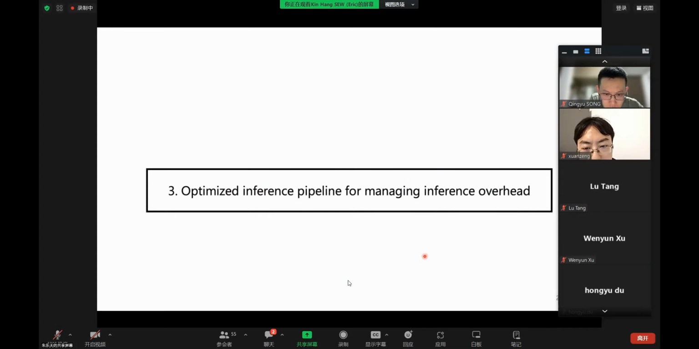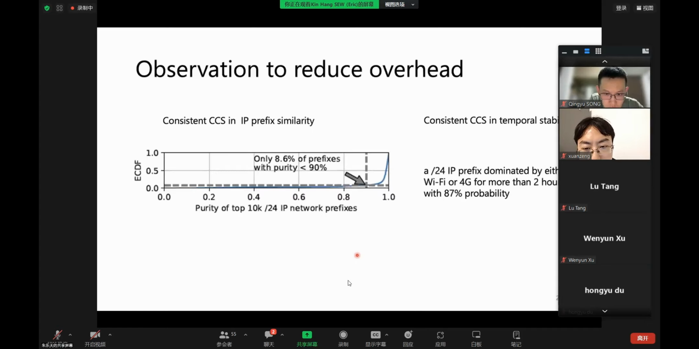And the third design is an optimized inference pipeline for managing inference overhead. This design is based on two observations to reduce overhead. The first observation is a consistent CCS in terms of IP prefix similarity. The graph shows that CCS stays almost the same under the /24 prefix. And the second observation is consistent CCS in temporal stability. A /24 IP prefix dominated by either Wi-Fi or 4G for more than 2 hours with 87% probability indicates that CCS usually stays the same for hours.